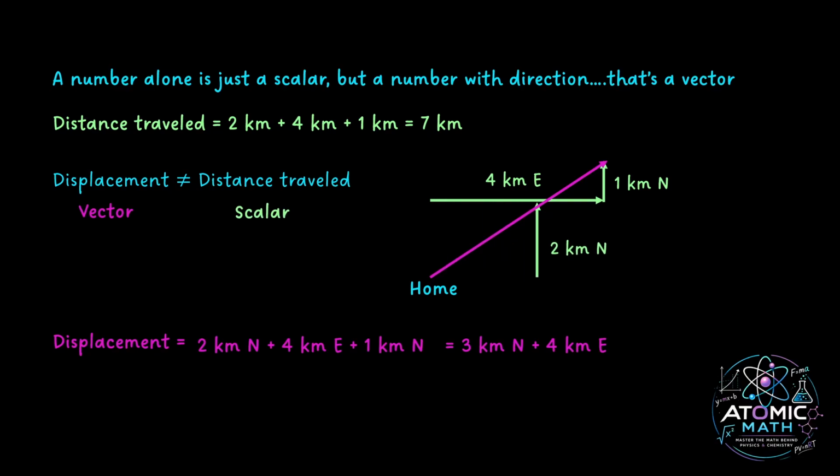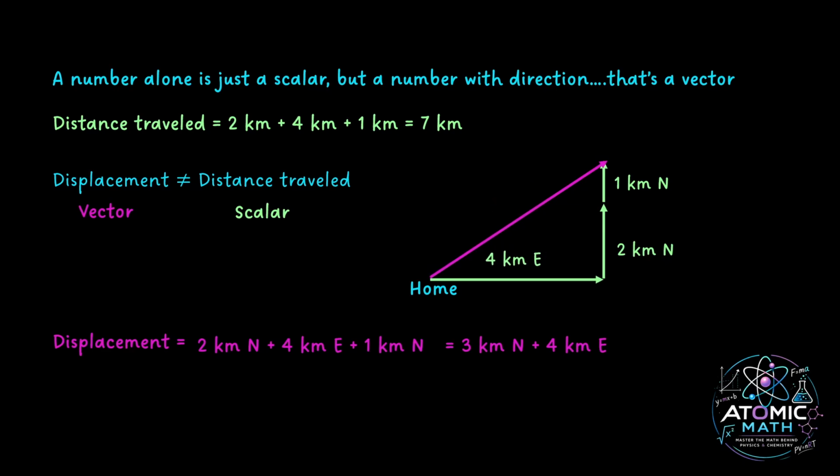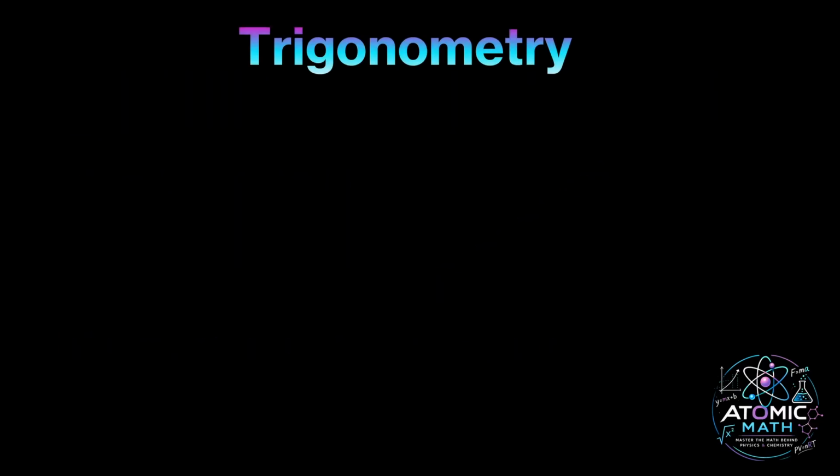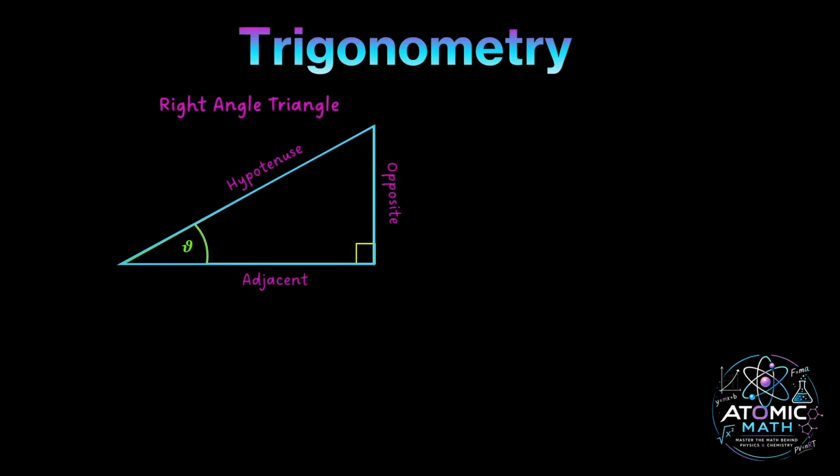It also doesn't matter the order in which you put these vectors. As long as you do 4 kilometers east, 2 kilometers north, and 1 kilometer north, you can do them in any order you want, you will still end up in the same location. And once we arrange this like this, you should recognize something. You should see a right angle triangle. And that's why we use trigonometry when it comes to vectors.